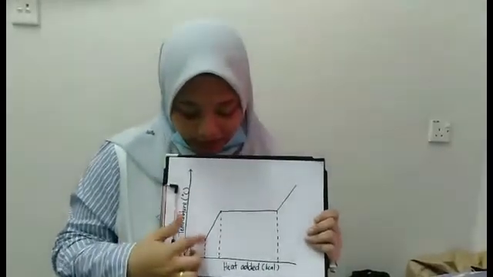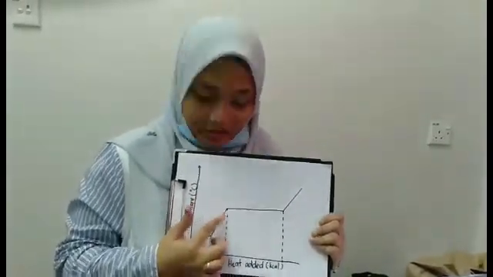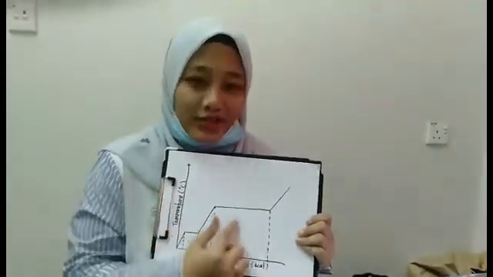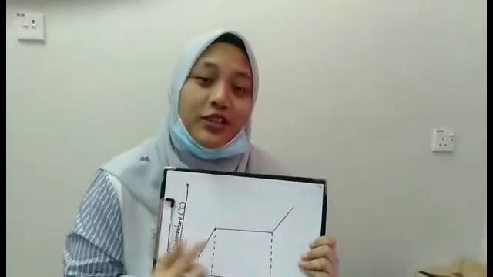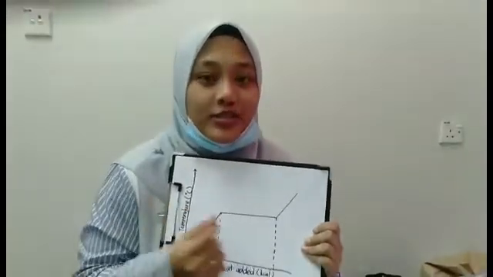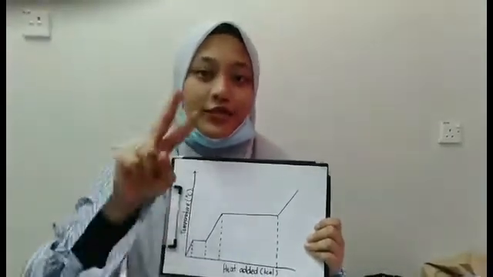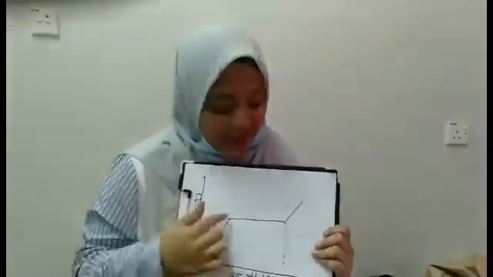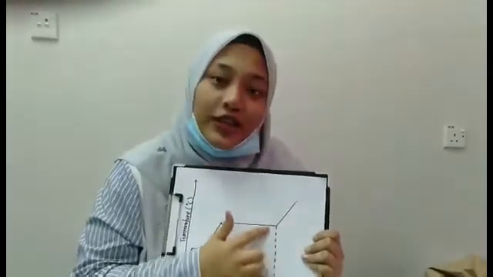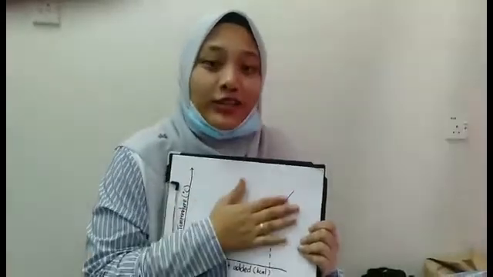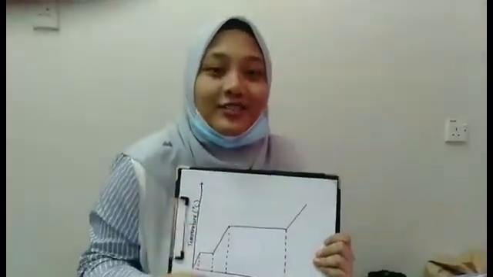When the liquid is boiled, the temperature becomes constant again, because this is where the latent heat of vaporization occurs, which means this phase has two phases, liquid and gas. When all of the liquid turns into gas, they reach the boiling point of water, which is 100 degrees Celsius.